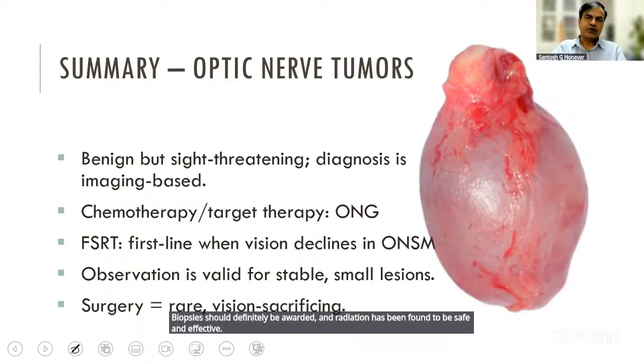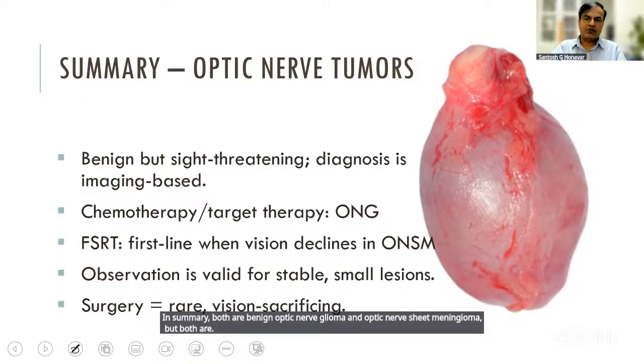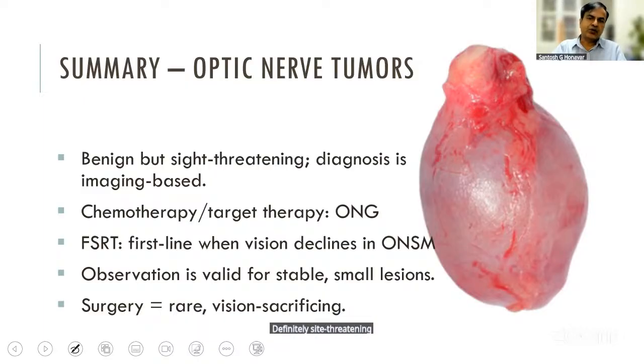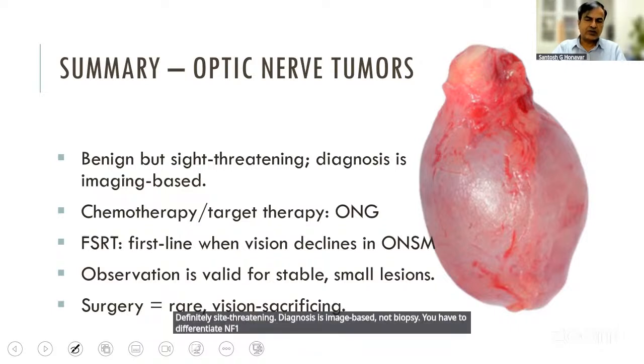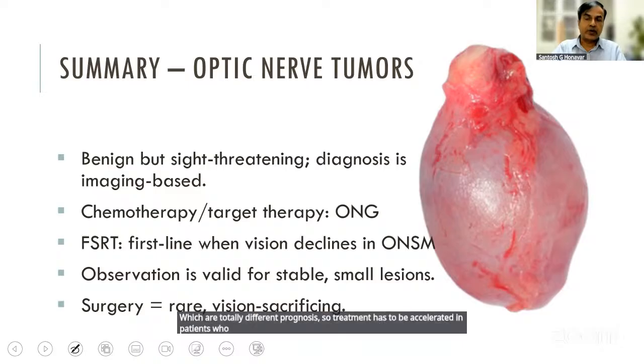In summary, both are benign, optic nerve glioma and optic nerve sheath meningioma, but both are definitely sight-threatening. Diagnosis is image-based, not biopsy. You have to differentiate NF1-associated optic nerve glioma versus non-NF1-associated optic nerve glioma, which have totally different prognosis. So treatment has to be accelerated in patients who don't have NF1.